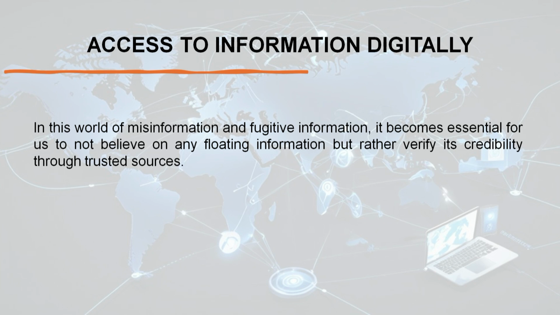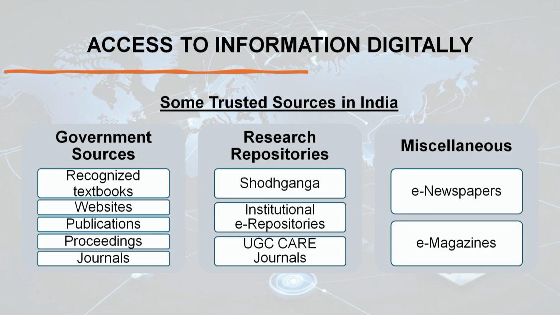Like if we have certain government sources, we should check whether the government sites are the actual sites. Many times we have sites which copy the link, but those are not the actual sites, those are clone sites. So we should know that. Then research repositories, also we should see whether these research repositories are actual or not. And then there can be some miscellaneous sources also. We can club these. Some examples of these sources can be government sources.